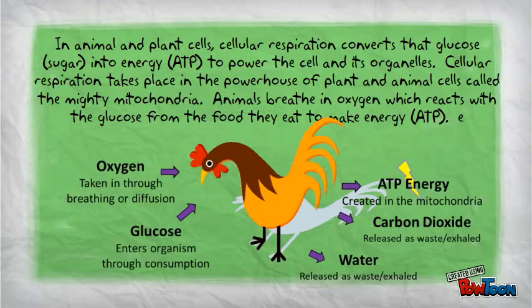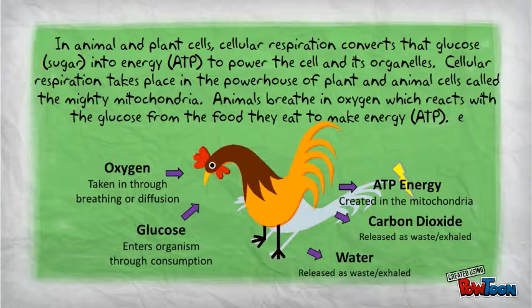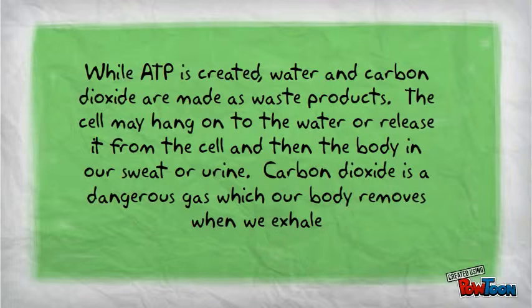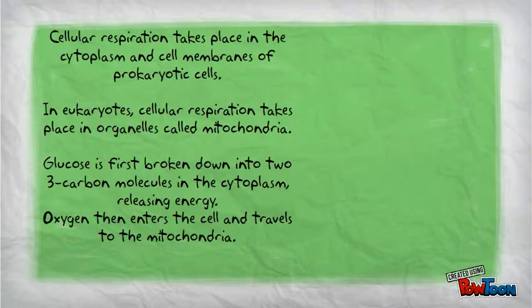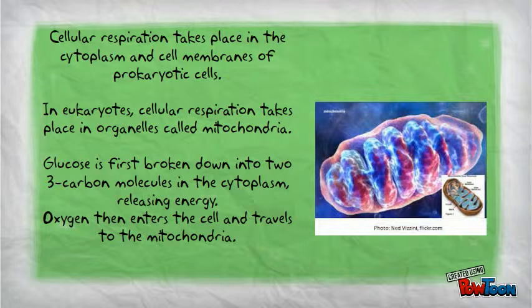for the plant. In animal and plant cells, cell respiration converts the glucose into energy to power the cell and its organelles. Cell respiration takes place in the powerhouse of these cells, called mitochondria. Animals breathe in oxygen, which reacts with the glucose from the food they eat to make this energy. While ATP is created, water and carbon dioxide are made as waste products. The cell may hang on to the water or release it from the cell, and then the body, as sweat or urine. Now, carbon dioxide is dangerous, so they need to get rid of it as well.